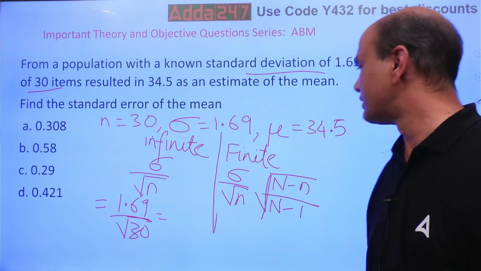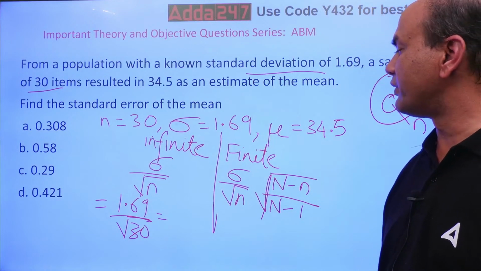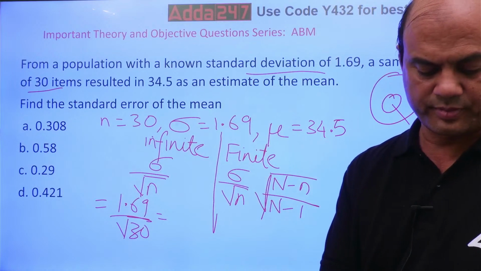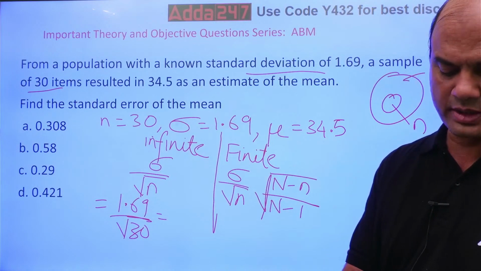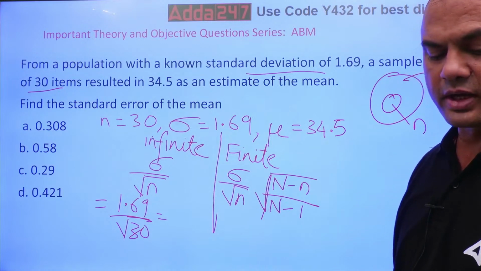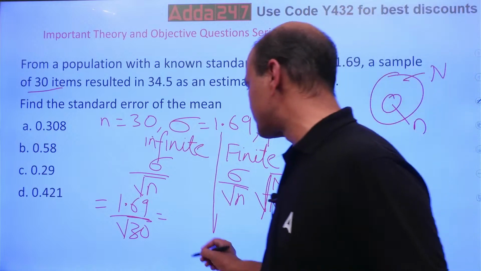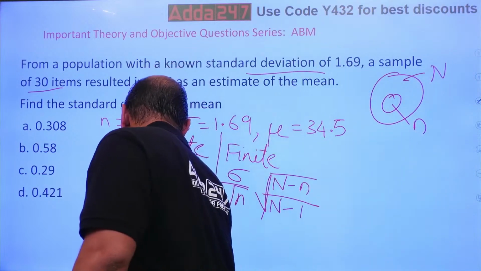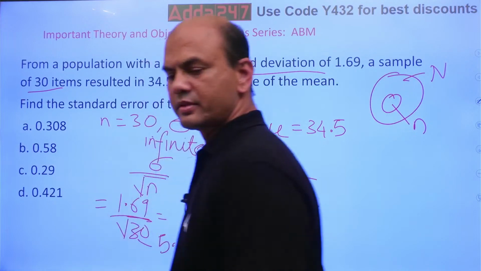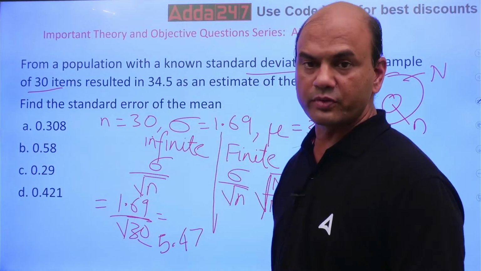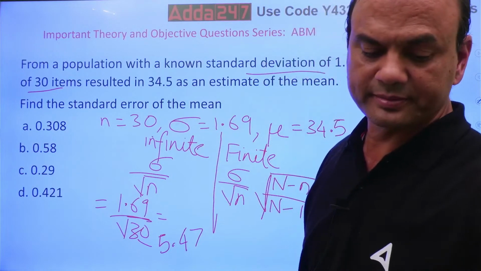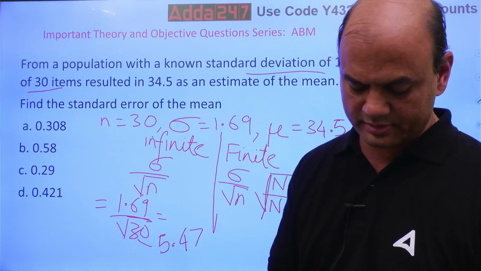What is this? 1.69 divided by square root of 30. So first, square root of 30. Let's get this first. Square root of 30. 5.47. Are you getting this square root of 30 as 5.47? This answer is 5.47. So 1.69 divided by 5.47. Divide it, everyone. Divide this.